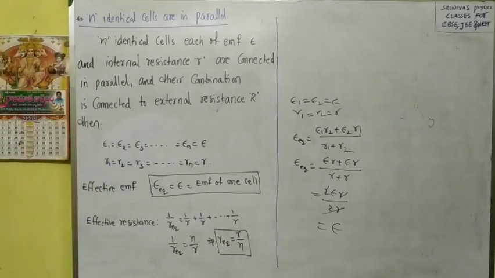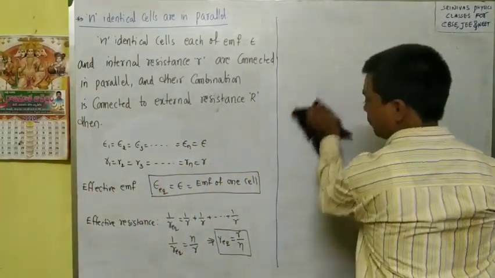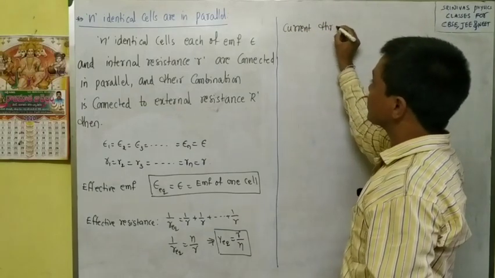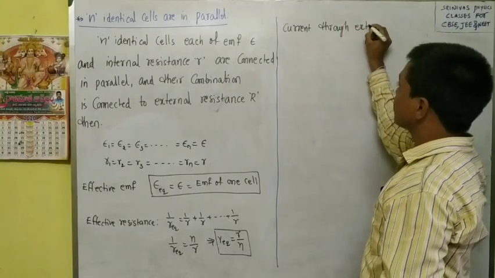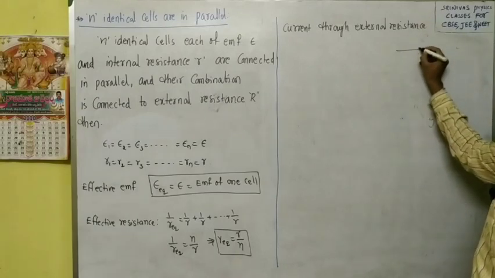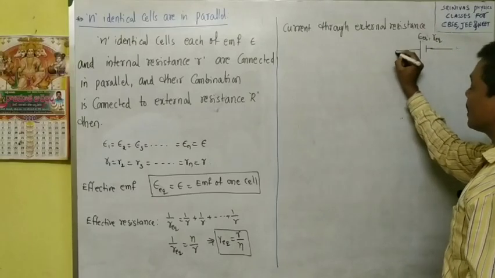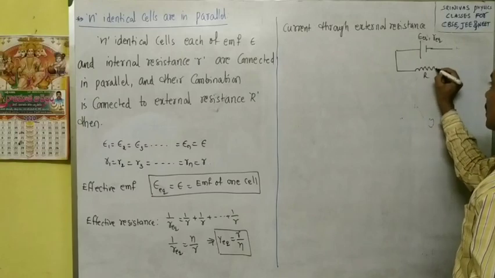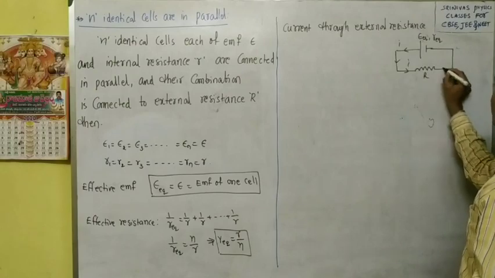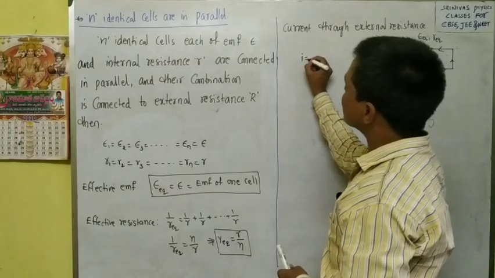Okay. And how do we find the current? How to find the current through the external resistance? Now, the current we can find with a very simple formula. Here the equivalent EMF is E equivalent, the internal resistance is R equivalent, and the external resistance is capital R. The current is I. What is the formula to find the current here? The basic formula is effective EMF by effective resistance.